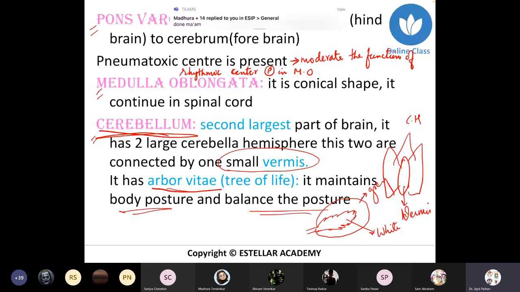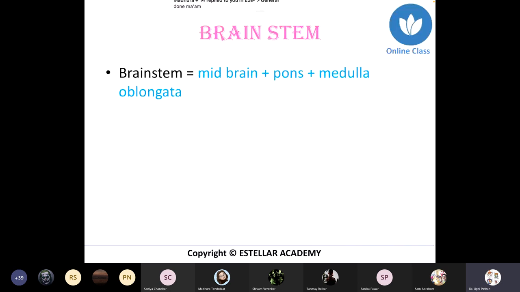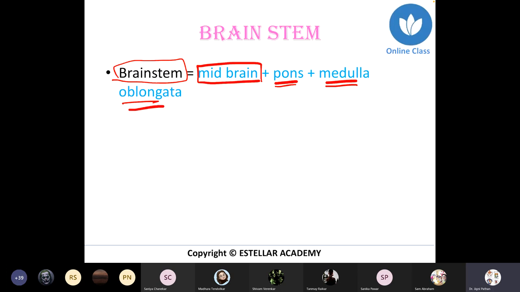Okay, next. So what is a brainstem? Many times a question is asked, what do you understand by brainstem? Brainstem is not only a hindbrain, but it's a part of midbrain. Very important question. Midbrain, pons, and medulla oblongata. There's no cerebral hemisphere, cerebellar hemisphere. It is midbrain, pons, and medulla oblongata together that form a brainstem. You should remember this. Important point.